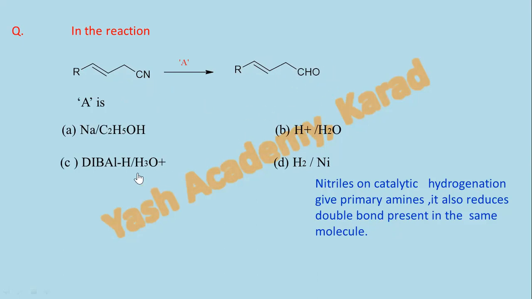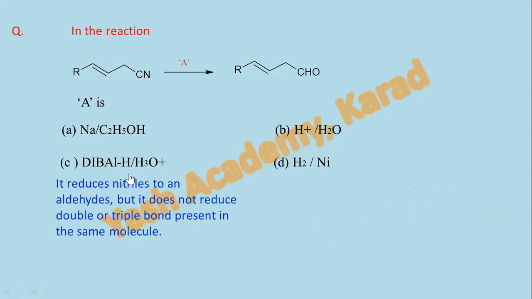Now we'll discuss the next, that is diisobutyl aluminum hydride, and the second step is always acid hydrolysis. This DIBAL-H reduces nitriles to aldehydes, but it does not reduce a double bond or triple bond present in the same molecule.